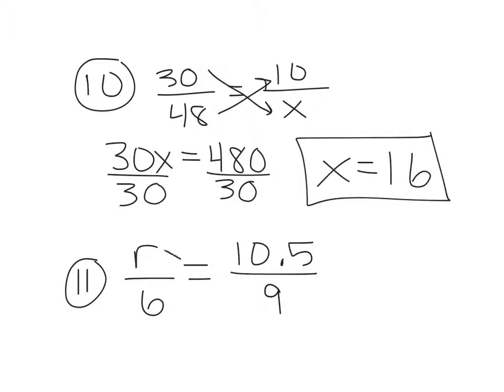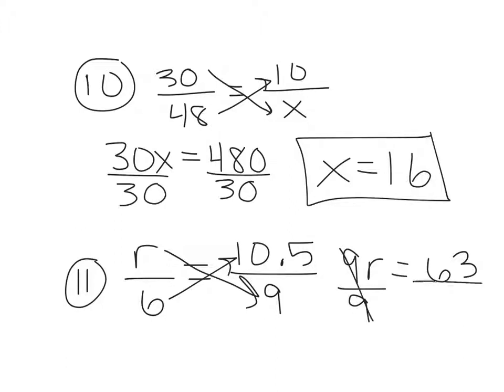Okay, number 11, cross multiply again. R times 9 gives you 9r. 6 times 10.5 is 63. 9 times r, to get rid of the 9, we're going to divide. 63 divided by 9 gives you 7.